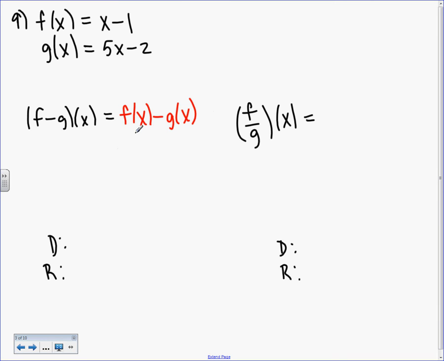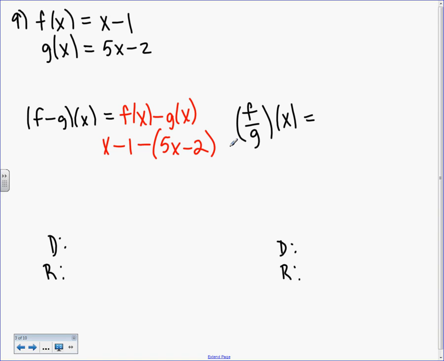So what is f of x? x minus 1. What is g of x? 5x minus 2, right? I'm just substituting. What did I do wrong? I have to have parentheses. Thank you. When you're subtracting more than one thing, you have to use parentheses because you have to distribute that negative. If you had not put parentheses in here, you probably would have gotten it wrong.